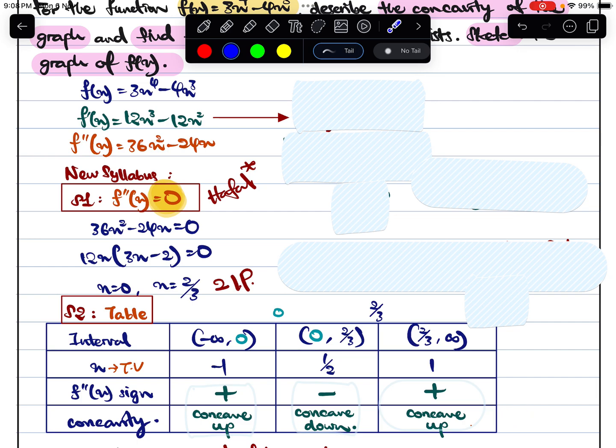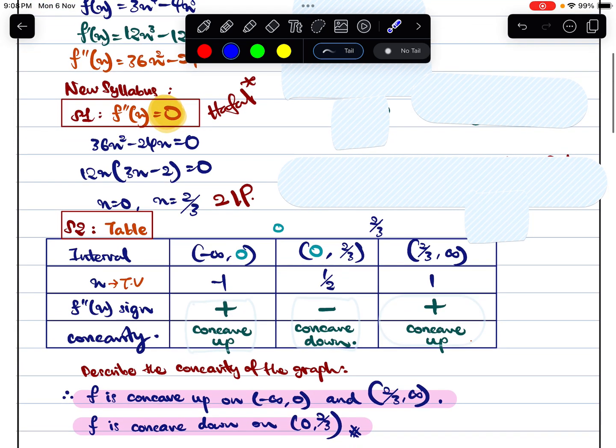So please write it down neatly, and then make a very good conclusion, because we need to describe the concavity of the interval, isn't it? So when you describe it, please write down its interval. Just write down the function f is concave up on the interval of -infinity until 0 and 2 over 3 until infinity. So this will give you 1 mark.